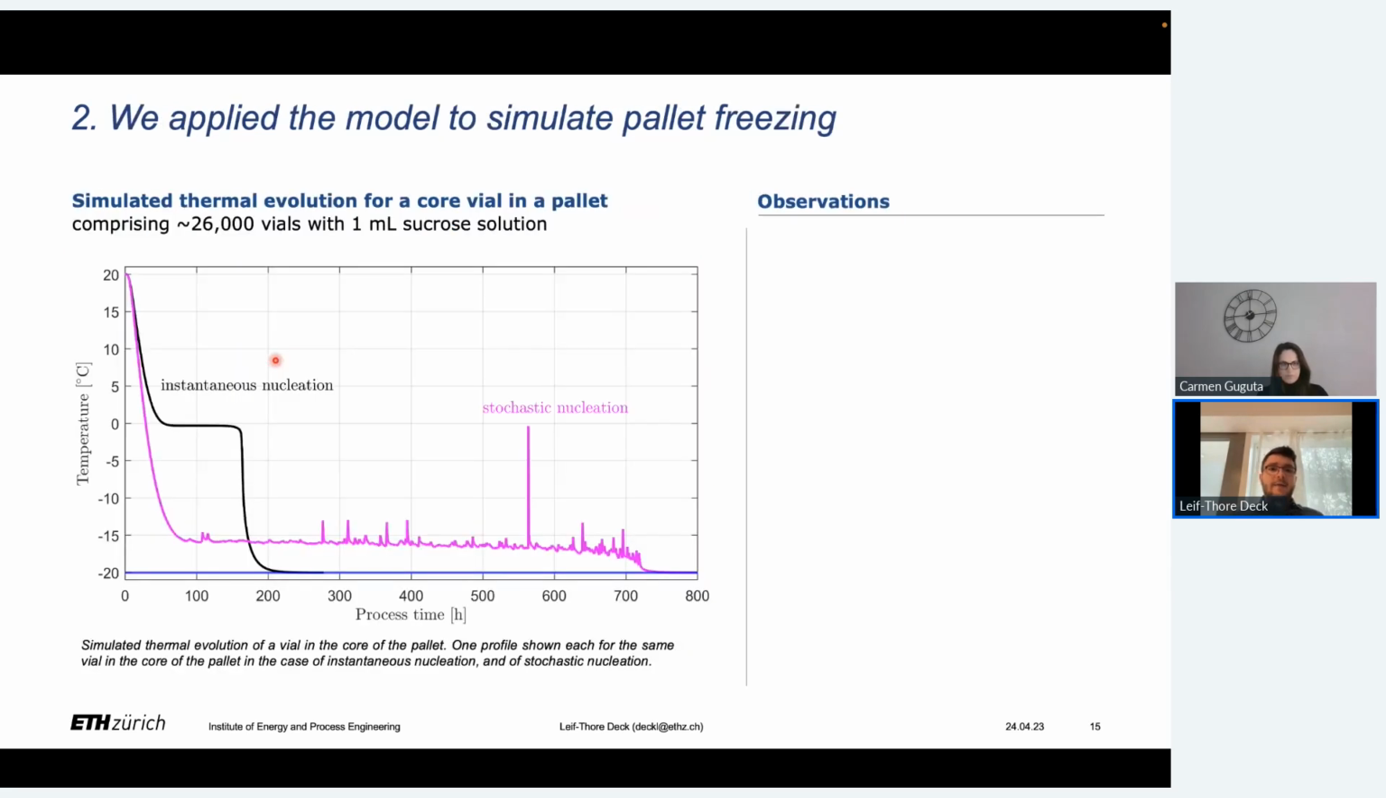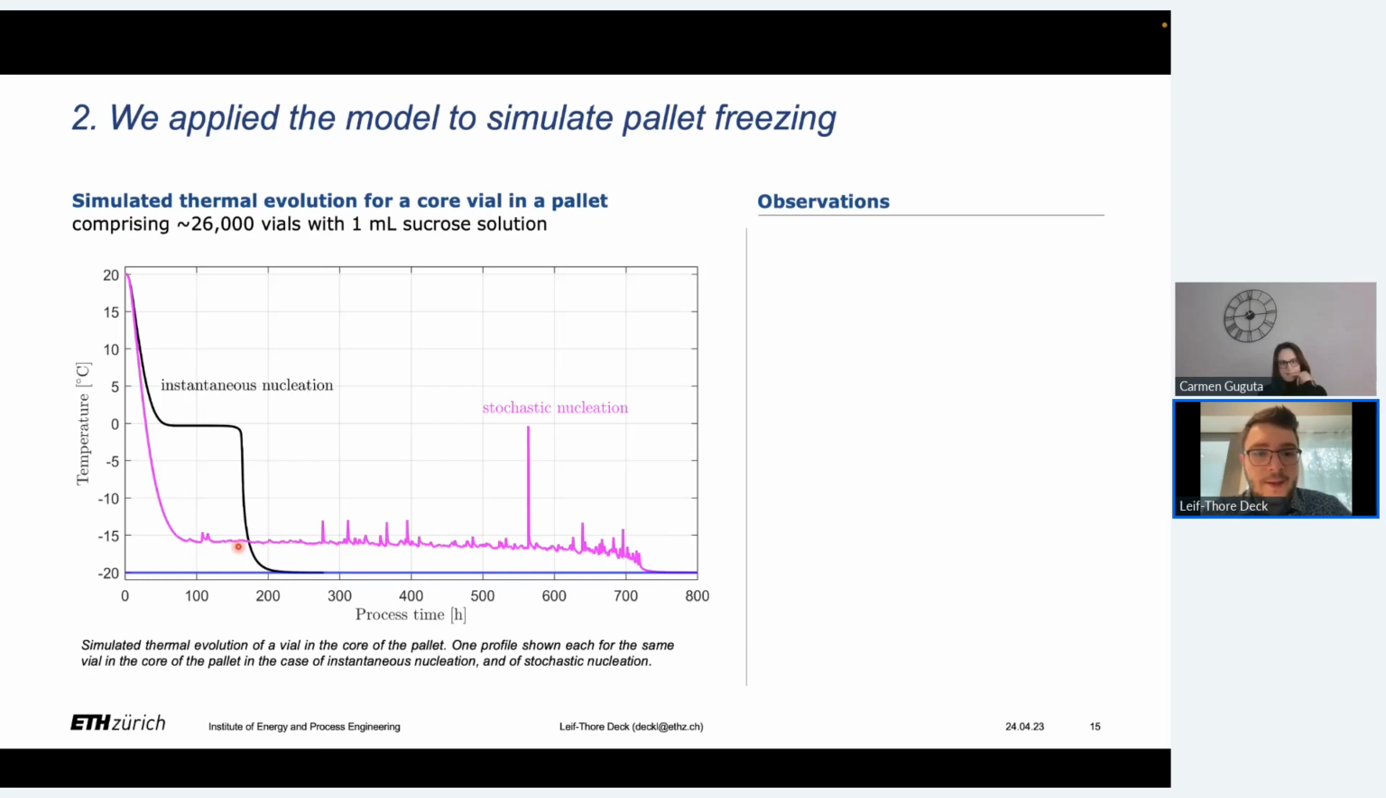And the idea now is that we use our freezing model to really simulate this process to better understand what's going on here. So we have simulated a system with 26,000 vials, now not with the COVID vaccine, but with 1 milliliter sucrose solution. But for this, we really actually measured the kinetics so we can be confident in what we are doing. And I show here a single thermal evolution curve. And this is for one vial in the core of the pallet, just because I want to highlight the key features.